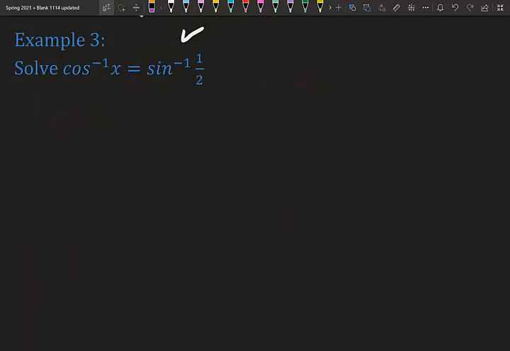Example 3. We're going to solve inverse cosine x equals inverse sine 1/2. So both sides are inverses. So moving is not going to do us any good. When both sides are inverse, we need to use something called u substitution. We're always going to work with the side that has that value. The side that has the value is sine.